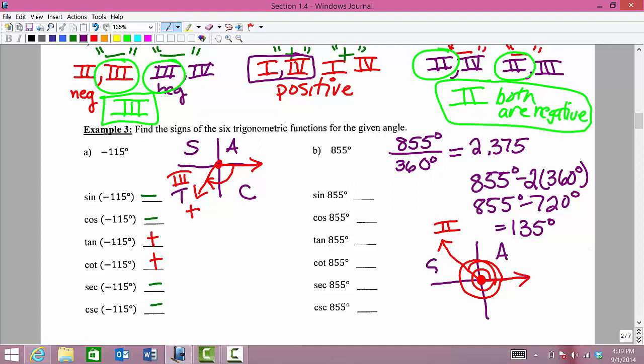All Students Take Calculus. So that tells me that in quadrant 2, sine is positive along with its reciprocal. So sine is positive and its reciprocal cosecant is also positive. All of the other trig functions will be negative in quadrant 2.